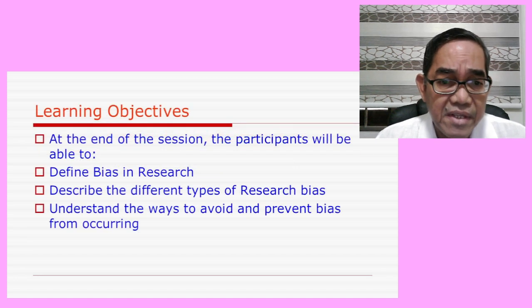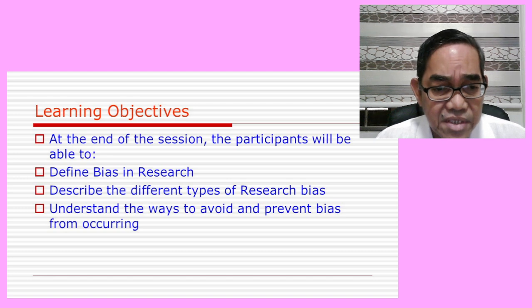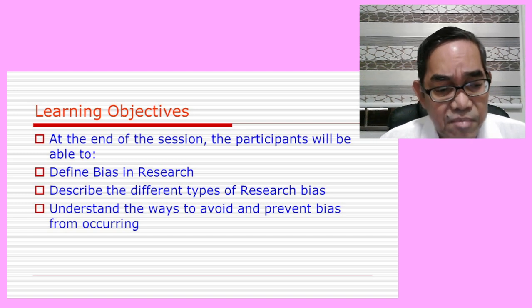And these are the learning objectives for this session, that at the end you will be able to define bias in research, and then you'll be able to describe the different types of research bias and then understand the ways to avoid and prevent bias from occurring.